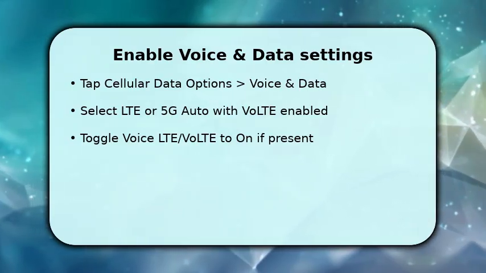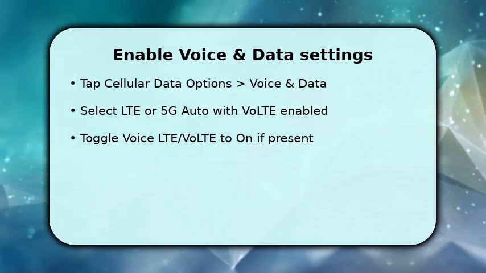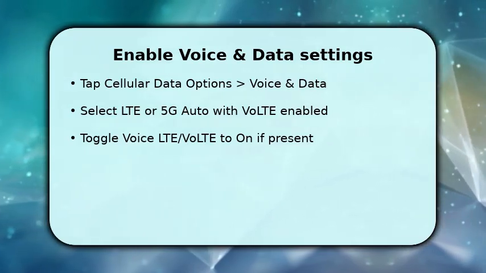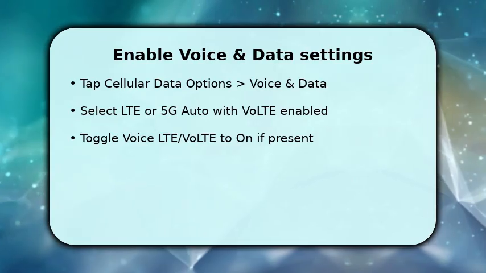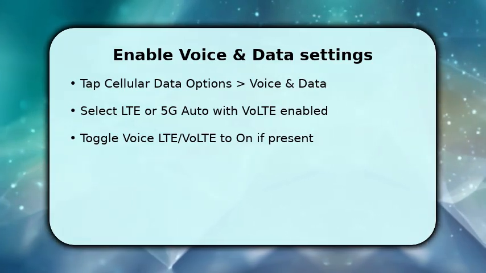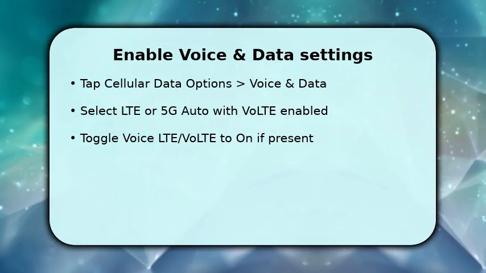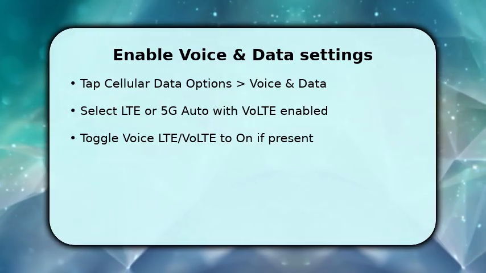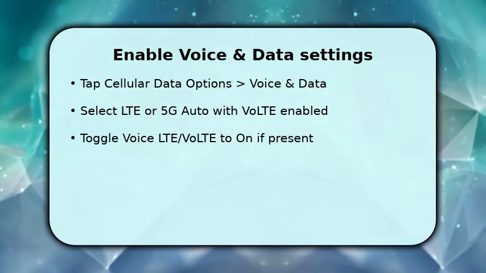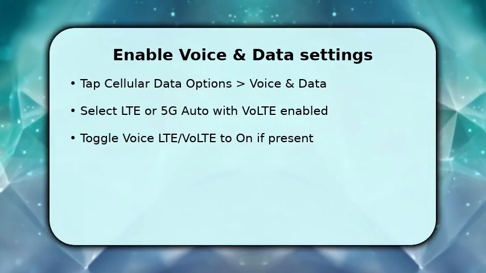Then, look for a Voice LTE or VoLTE toggle and switch it on. If your iPhone shows multiple options, pick the one that prioritizes LTE for voice. This provides clearer calls and faster call setup. Make sure airplane mode is off so changes can register on the network.